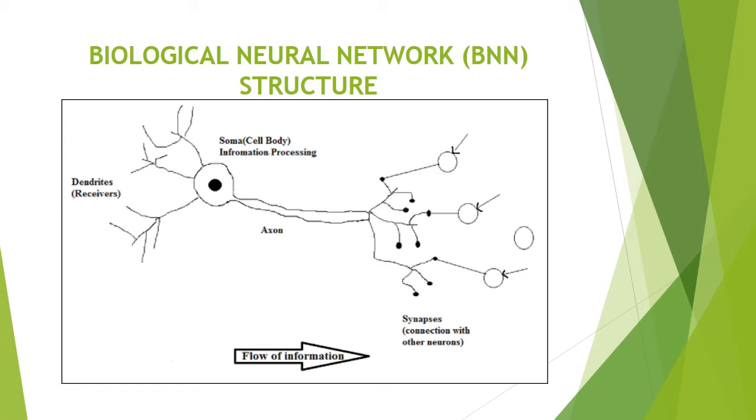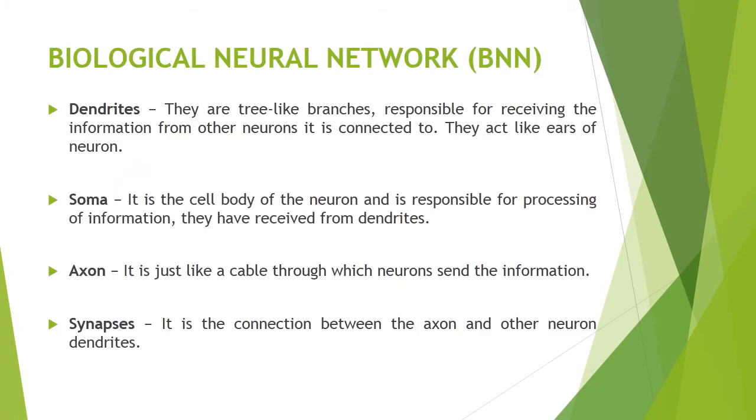Now we are going to discuss how the biological neural network and the artificial neural network are interrelated. So let's have a one-line definition for the various features of a biological neural network. Starting from dendrites, they are tree-like structures and are responsible for receiving information. That is, they act as receivers. They gather the inputs from various other neurons.